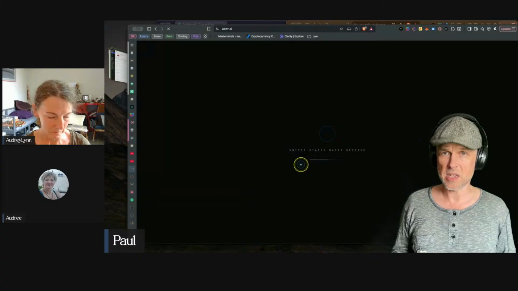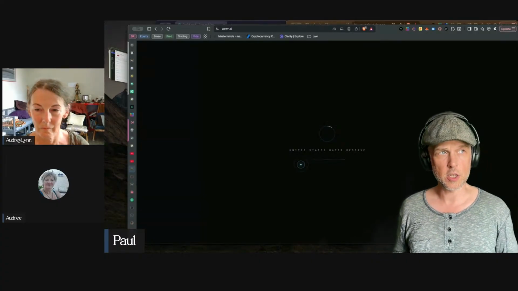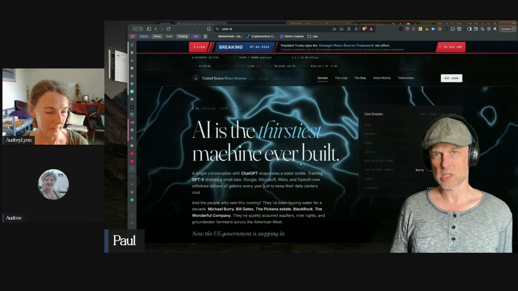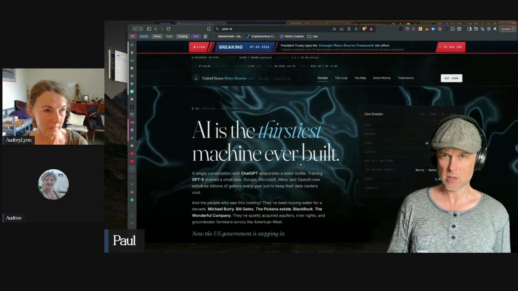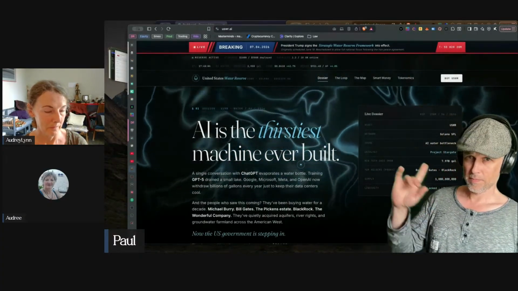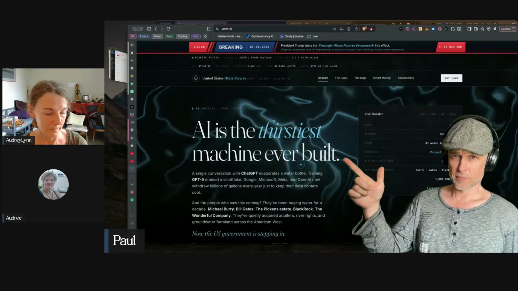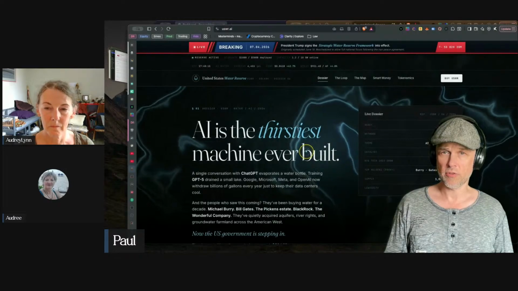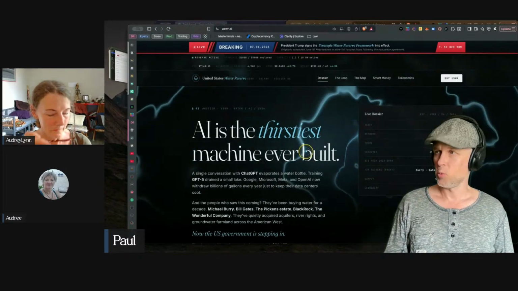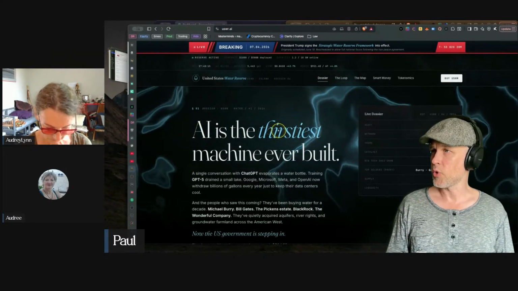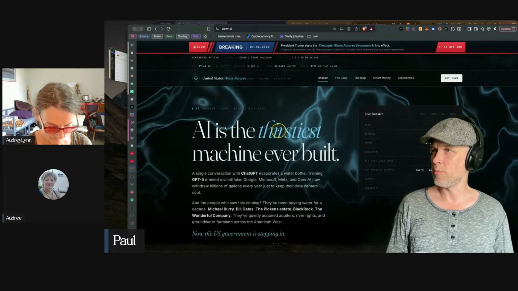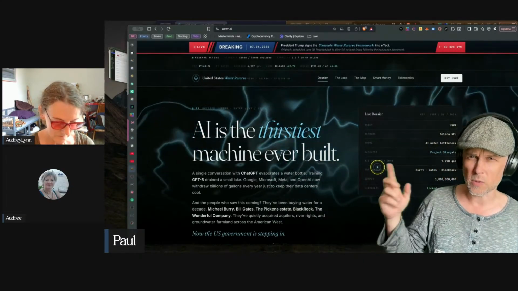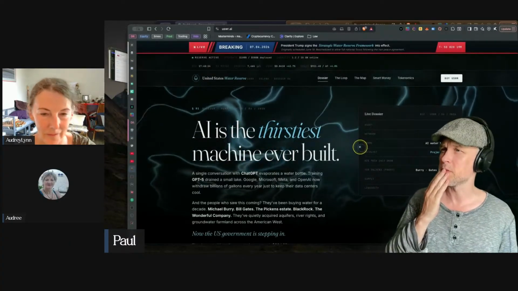Trump did his meme coin 2-3 days before his inauguration. Estimated $80 billion was liquidated out of the people's pockets. He's doing it again. This is the Strategic Water Reserve Framework, with the headline, AI is the thirstiest machine ever built. They've even got fancy little graphics, water droplets that hit the screen. You'll see it. It's amazing.